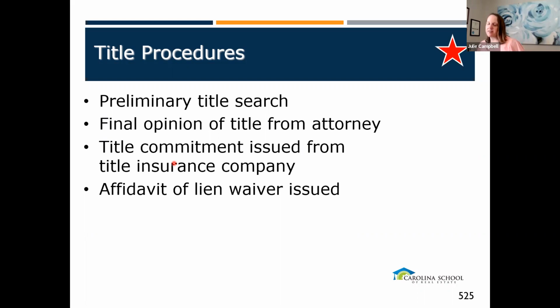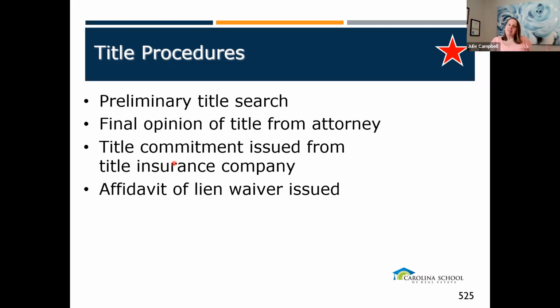And the affidavit that the seller signs is actually by request of the title insurance company. So the attorney's done their search, they've offered their final opinion. They have the seller sign an affidavit saying, everything you found is all I know about. Nobody can come forward and lay claim to this property. I swear, I promise.